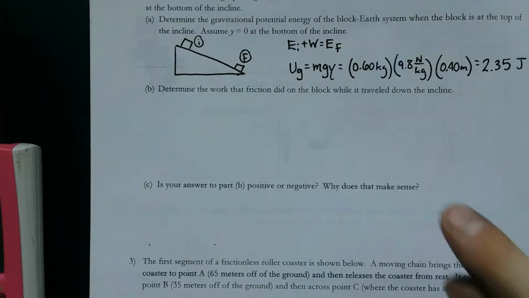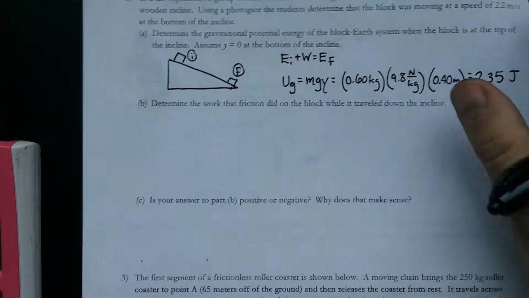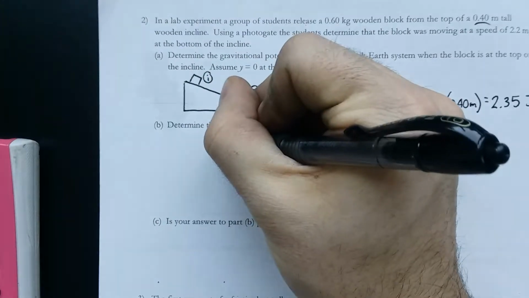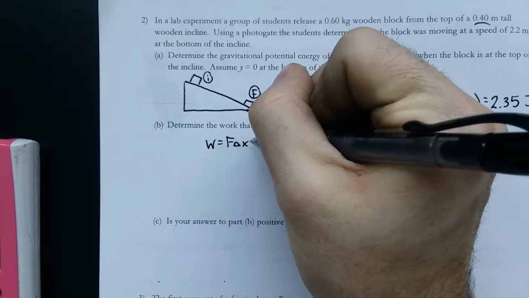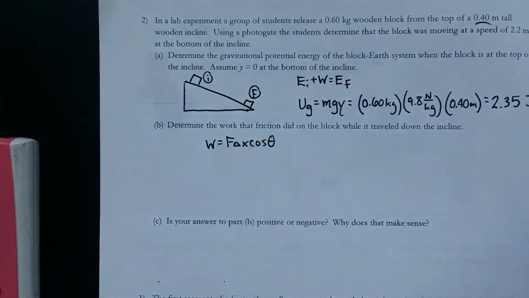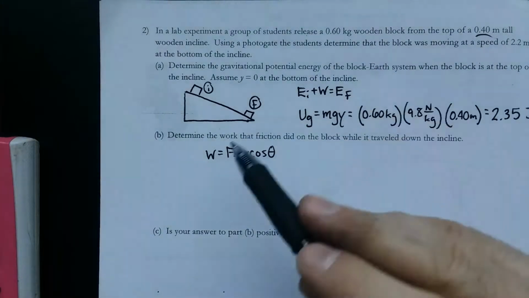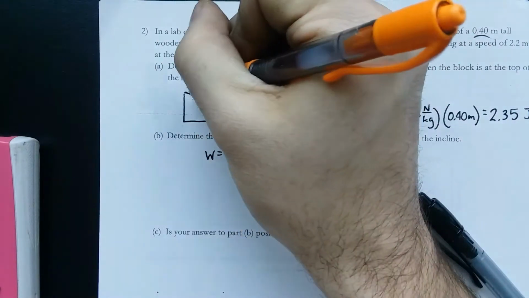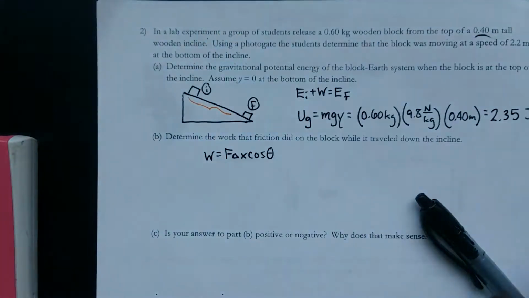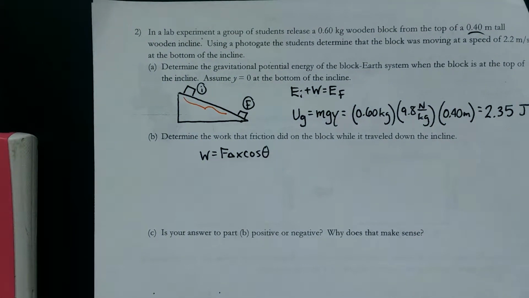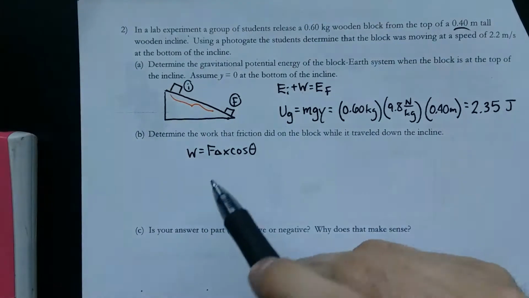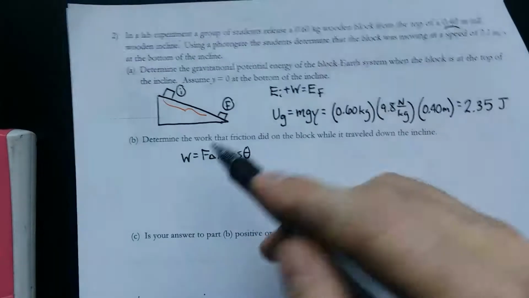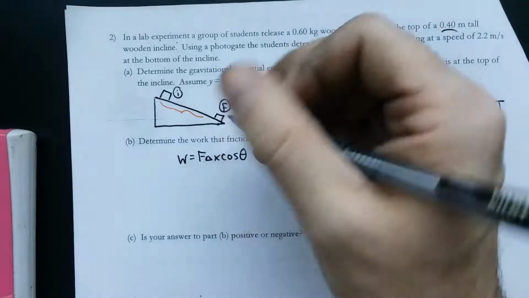B says, determine the work that friction did on the block while it traveled down the incline. A lot of people, when they look at this, they say work equals F delta X cosine theta. The problem is, I don't know what F is, and I don't know what delta X is, which is this actual displacement of the block. So, even though I know the angle between the force and the displacement is going to be 180, with these unknowns, I can't find work that way.